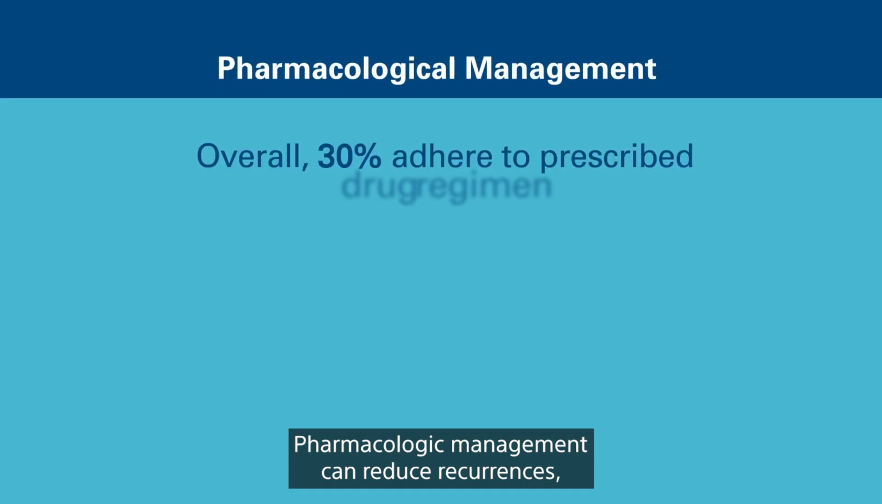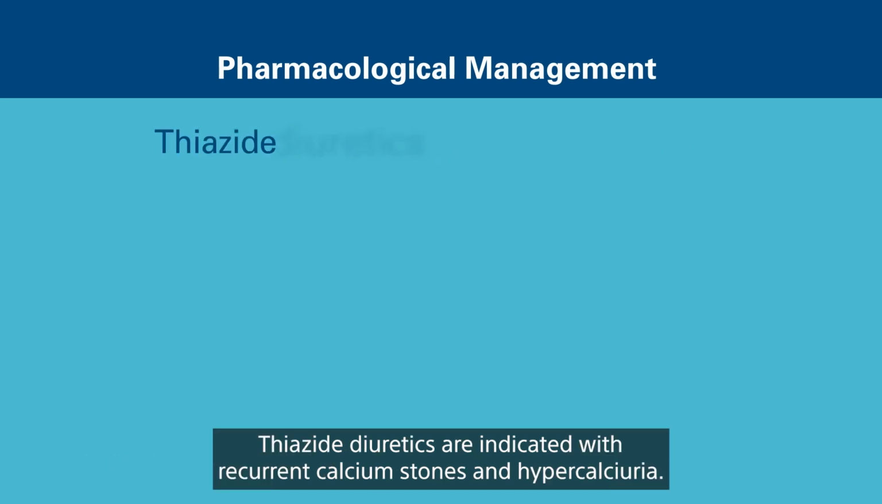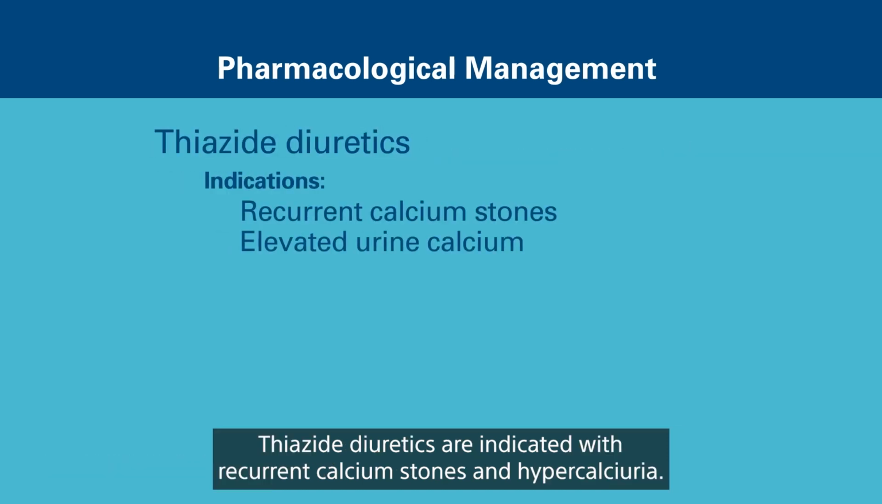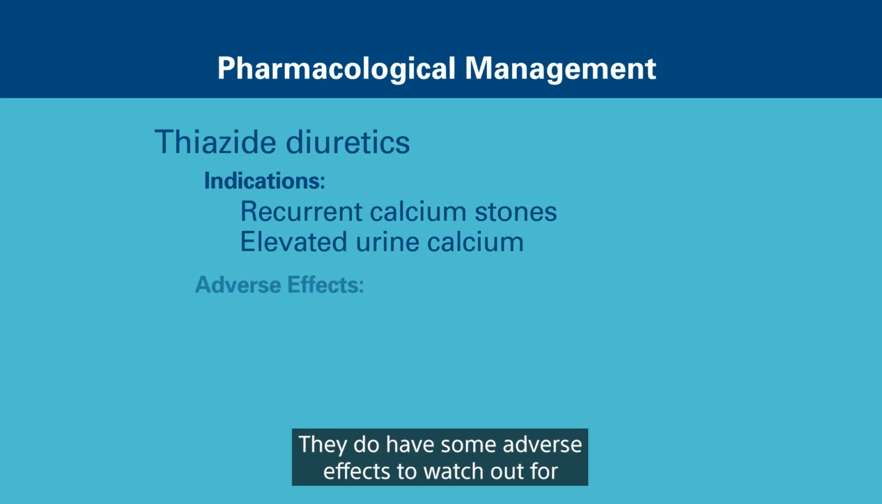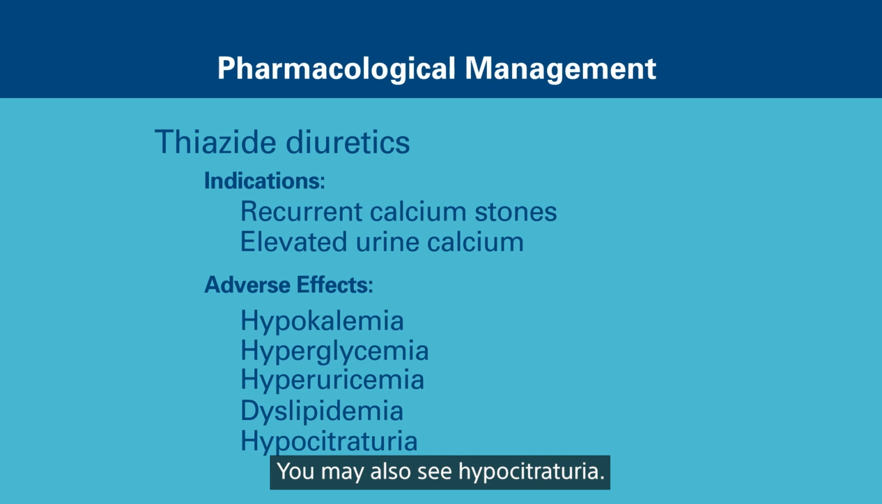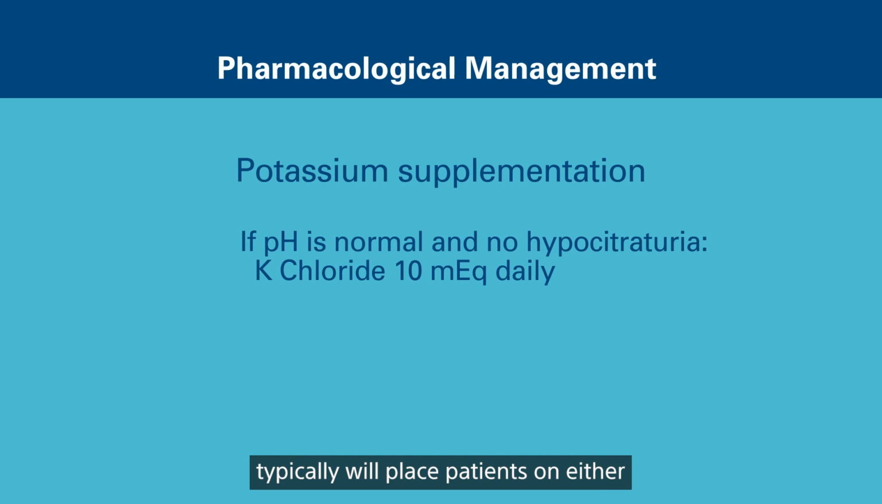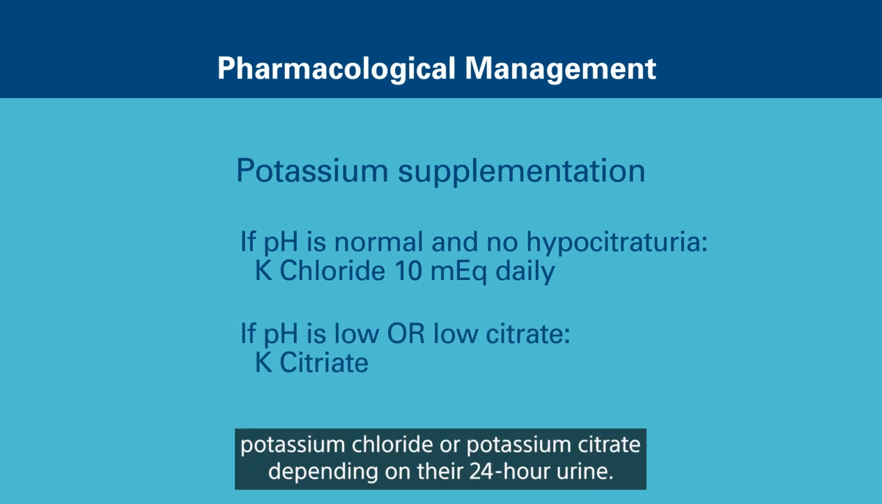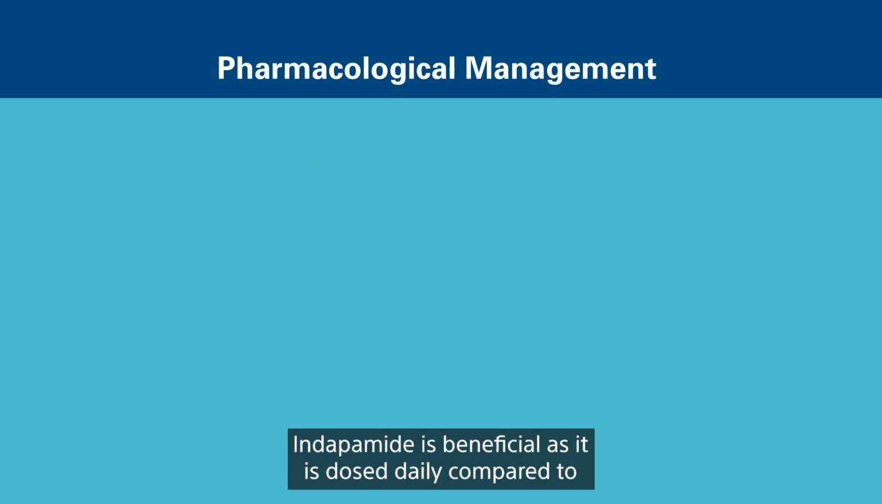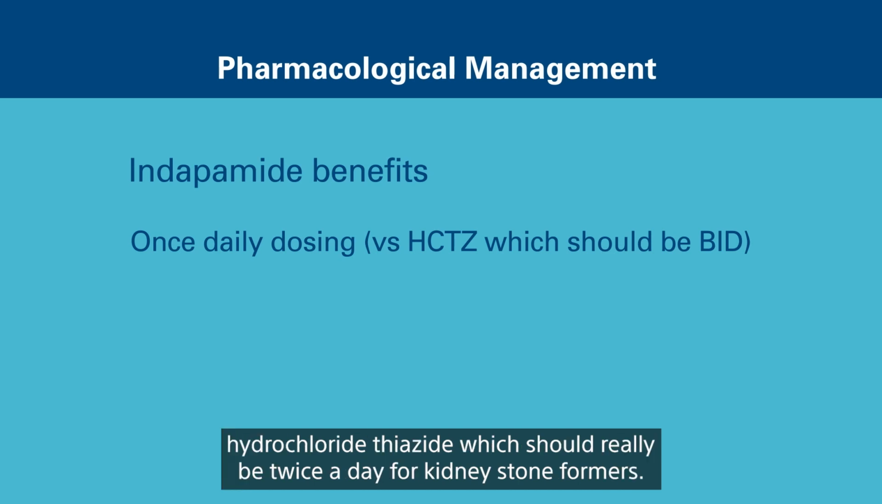Pharmacologic management can reduce recurrences, however, compliance is usually suboptimal. Thiazide diuretics are indicated with recurrent calcium stones and hypercalciuria. They do have some adverse effects to watch out for, such as hypokalemia and hyperglycemia, so periodic blood work should be checked. You may also see hypocitraturia. The potassium decrease can be significant, so I typically will place patients on either potassium chloride or potassium citrate, depending on their 24-hour urine. Indapamide is beneficial as it is dosed daily compared to hydrochlorothiazide, which should really be twice a day for kidney stone formers.